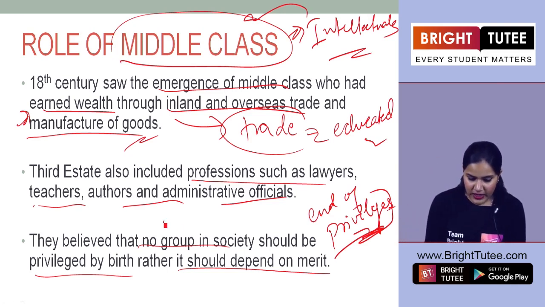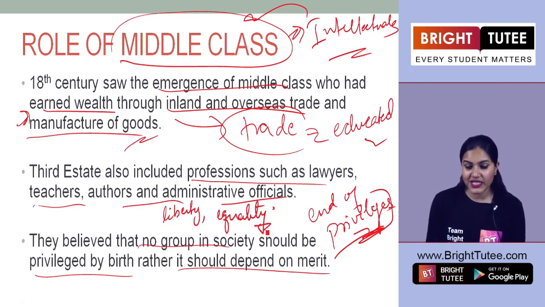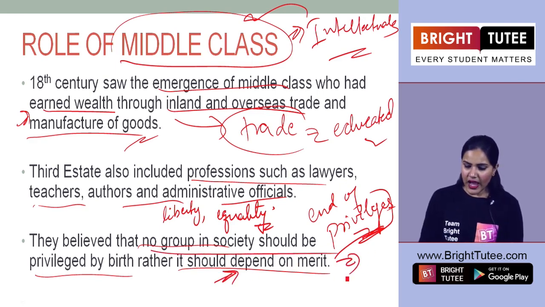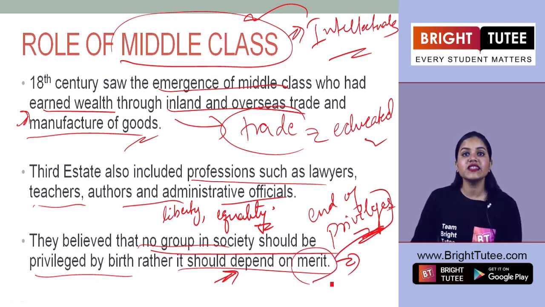They believed in liberty, equality, freedom. They talked about these things. Why? Because they were also influenced by the philosophies of these great philosophers. Right, students? And also they were the new educated class who also had wealth. So they also said that this whole idea should be based on merit. Who should get these privileges? It should be basically based on merit and not by birth. So they were challenging the existing system here. This is how we see that middle class plays a very important role in the French Revolution.